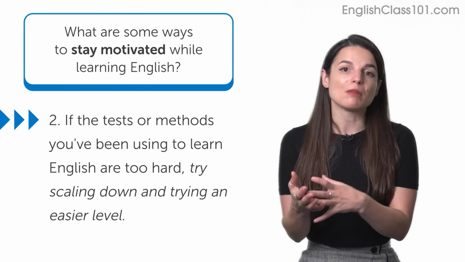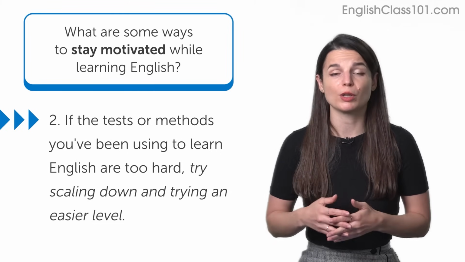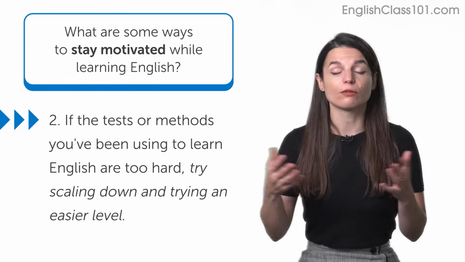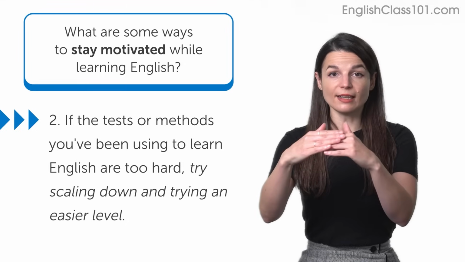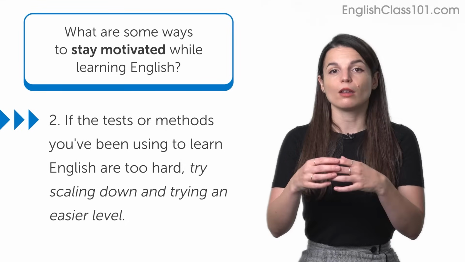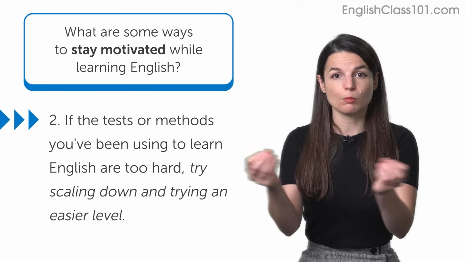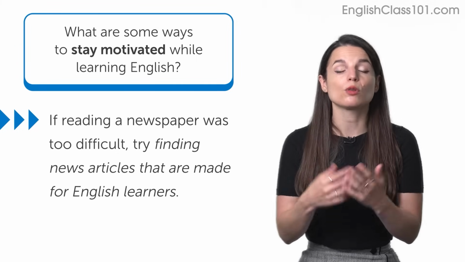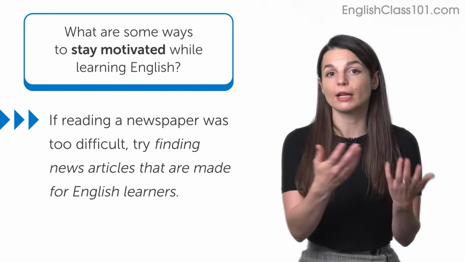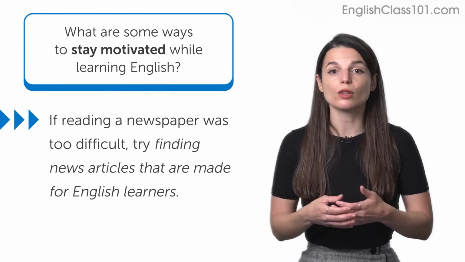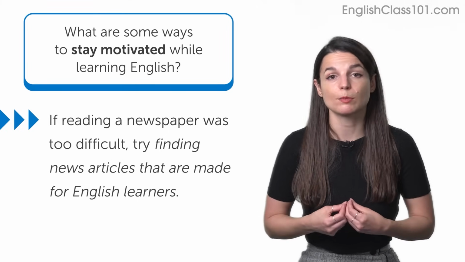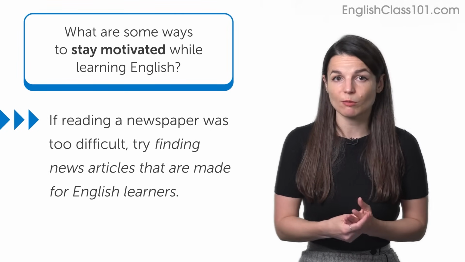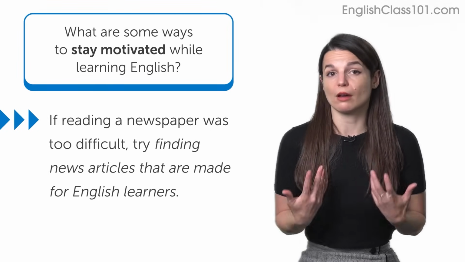So then what do you do? If you feel like maybe taking these practice exams or trying to read newspapers is too challenging for you, in your case, maybe because there's a lot of vocabulary words that you don't know, try taking it down a level. For example, if reading a native English speaker newspaper is too challenging, try to take it down a level. You can find news articles that are made for English learners. Those kinds of news articles will have key vocabulary words explained. They'll be written in a way that makes it easier for learners to understand the information without so much difficulty or without so much challenge.